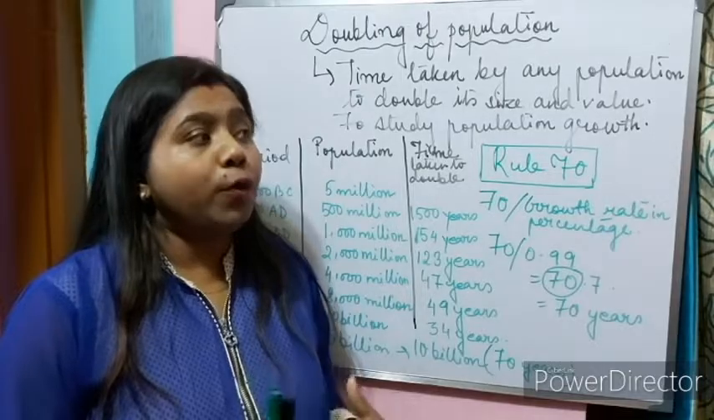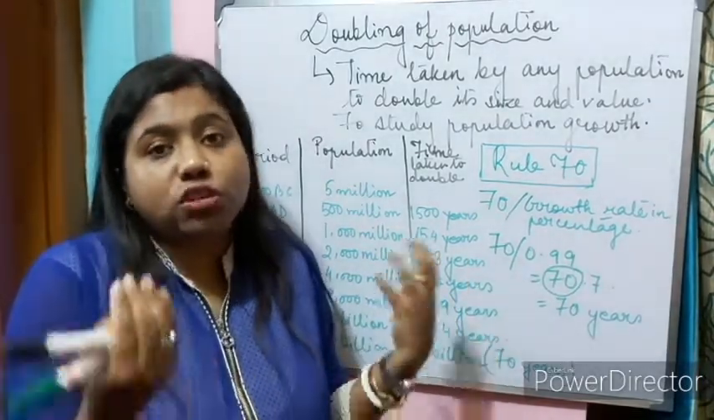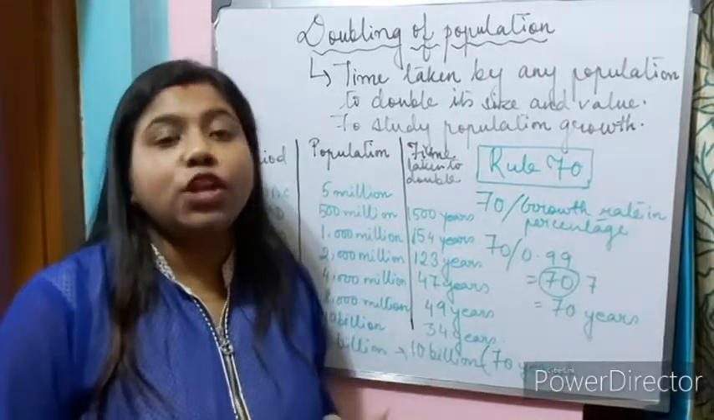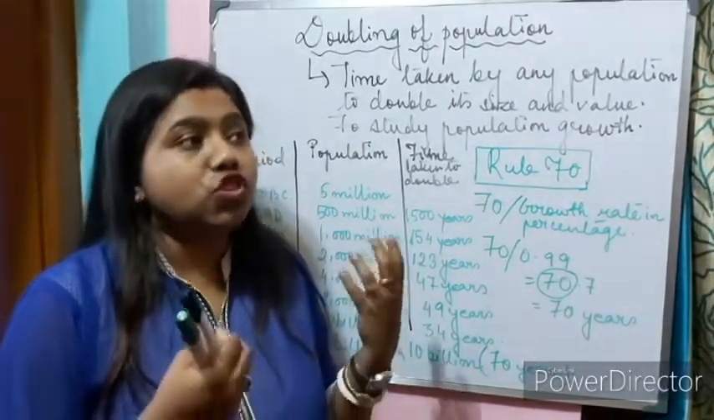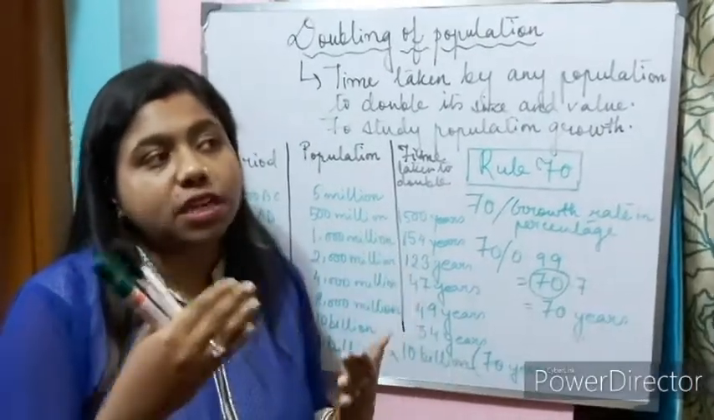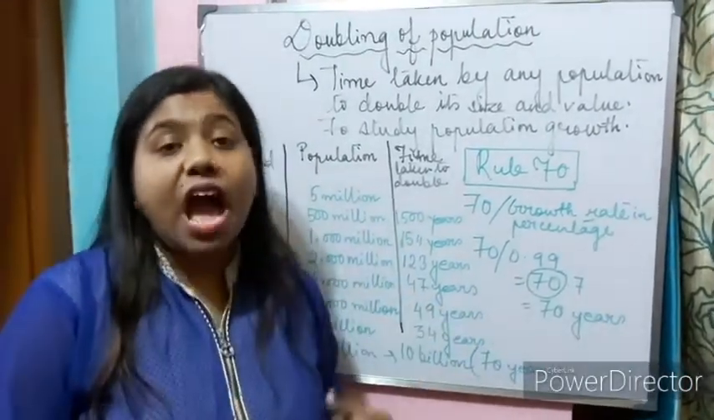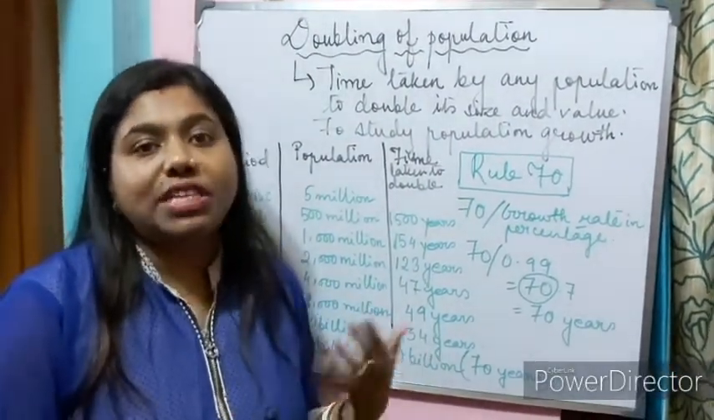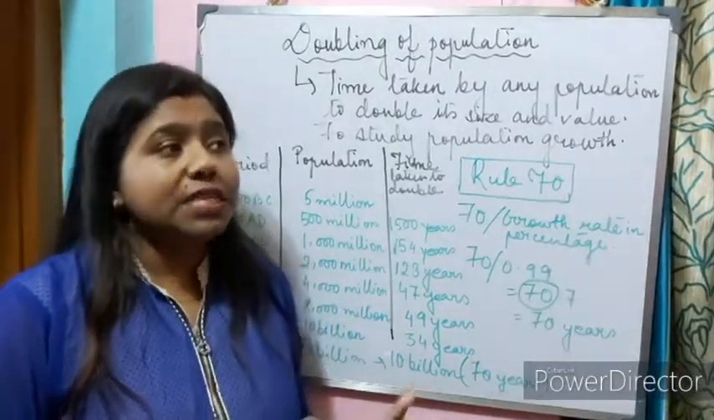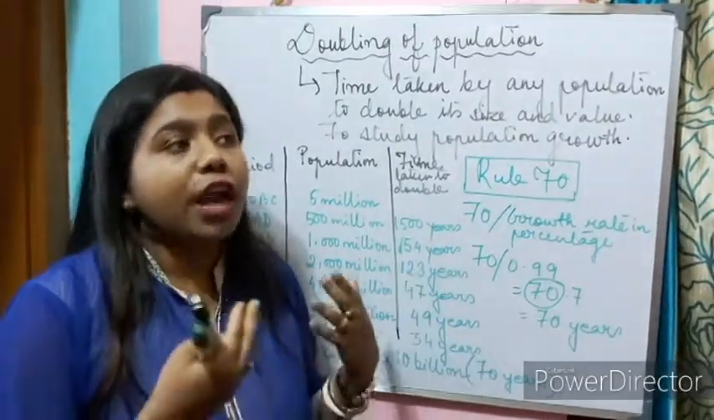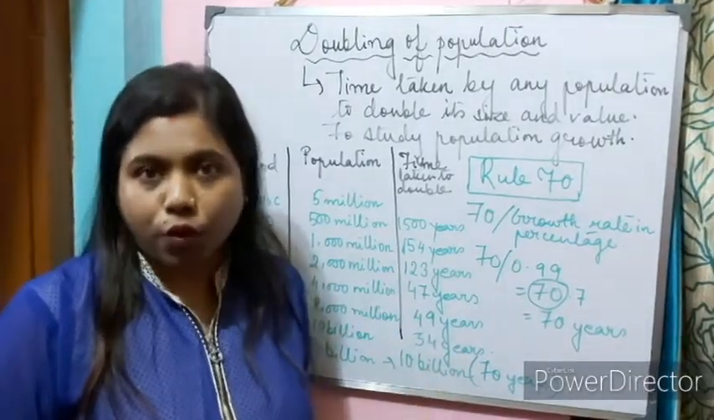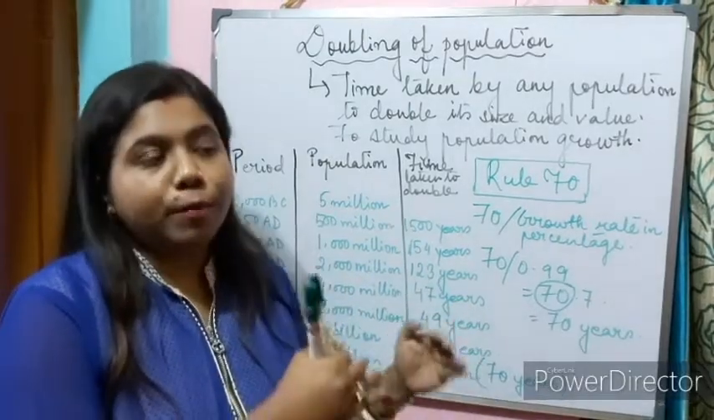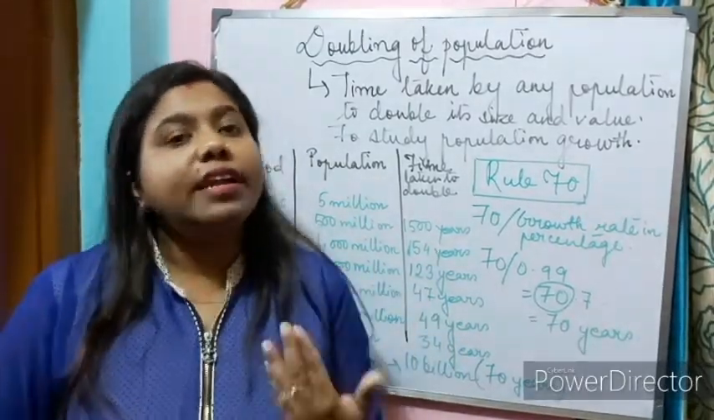They don't have a proper education level, so they don't have a proper idea about family planning. Contraceptives are not easily available to them. The crude birth rate is quite high in those countries. Maybe the death rate is reducing because of medical facilities, but the birth rate is quite high because they are not educated, so they are not concerned about family planning programs. So these are the reasons leading to different doubling times between developed and developing countries.